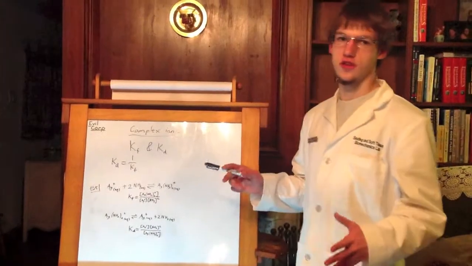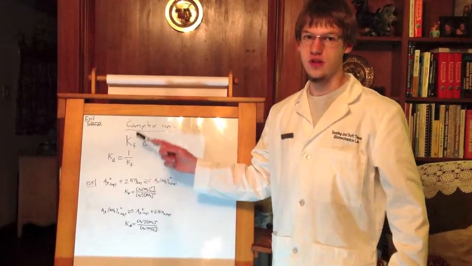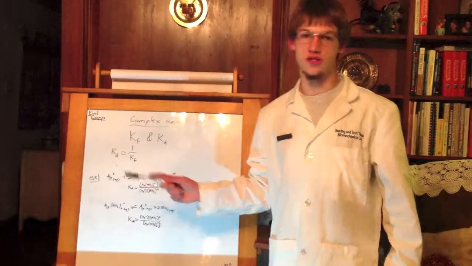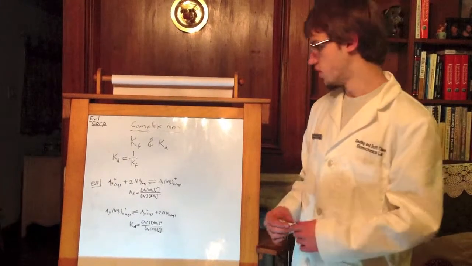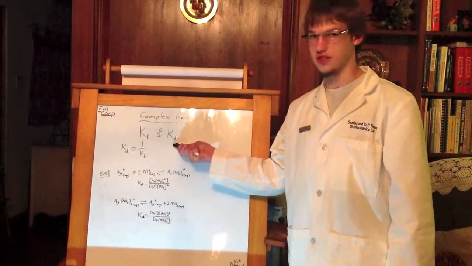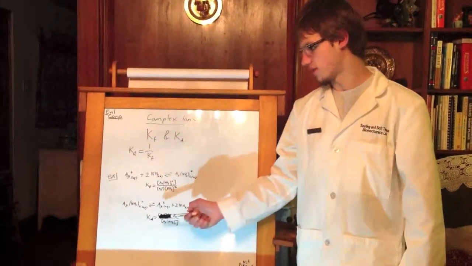When I first introduced complex ions, I mentioned the equilibrium constant being Kf, the constant of formation. The problem with the constant of formation, though, is that it's so big that we can't effectively use it. So instead, we have to use its inverse, the constant of dissociation, Kd. Kd is merely the inverse of Kf.